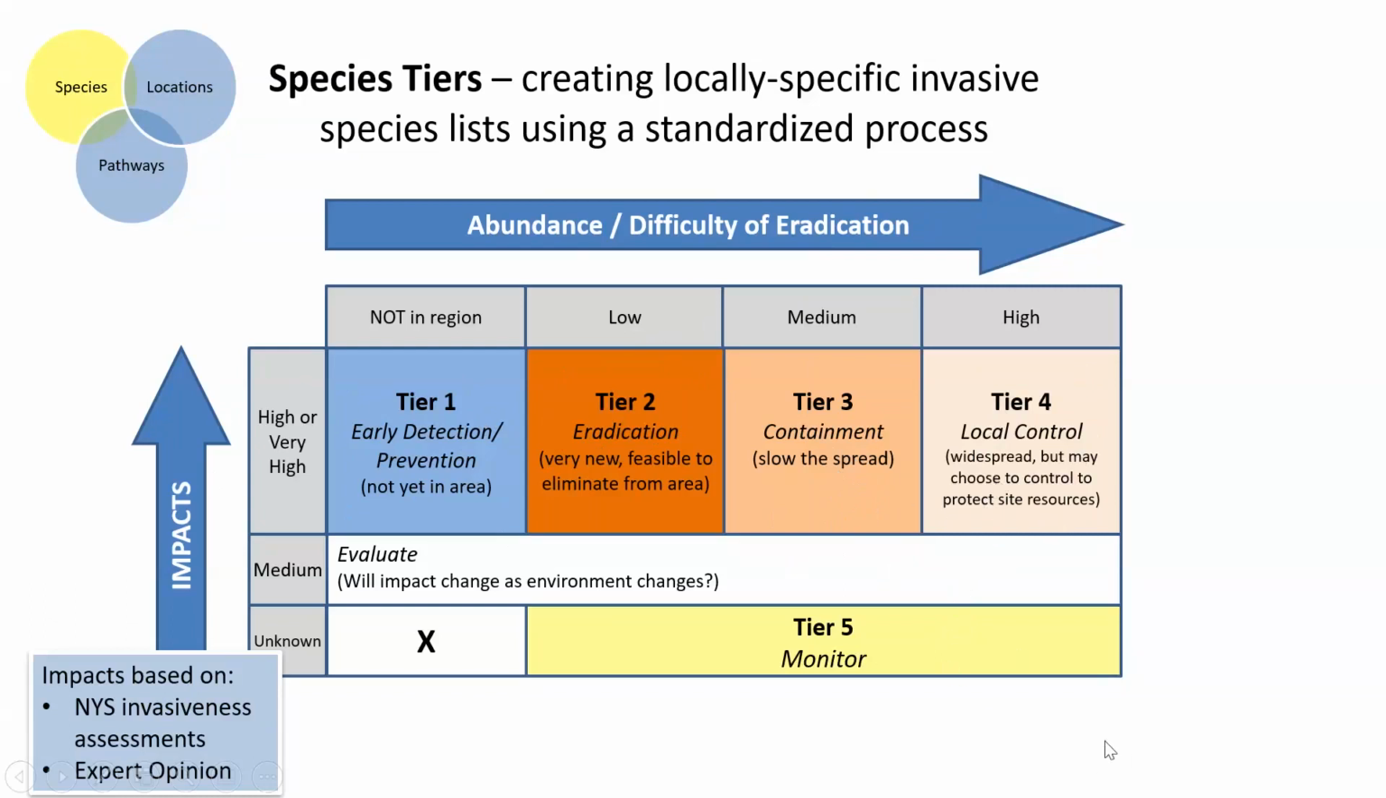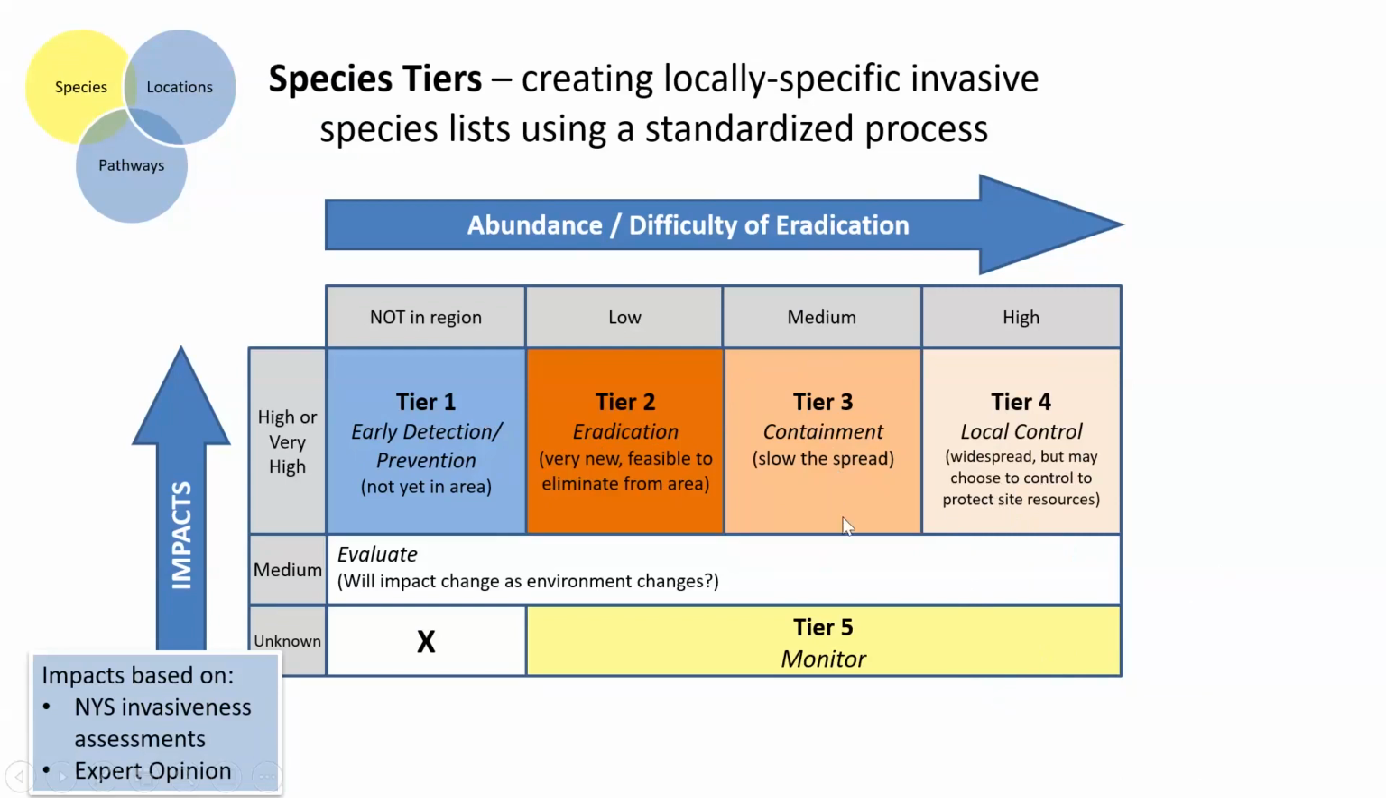I think Phragmites is probably an example of that for every region of the state. But you might still choose to control it for the benefit of certain valued assets at that site. Like you might have rare species in a coastal wetland, or certain areas where you really need to manage that tier 4 species.